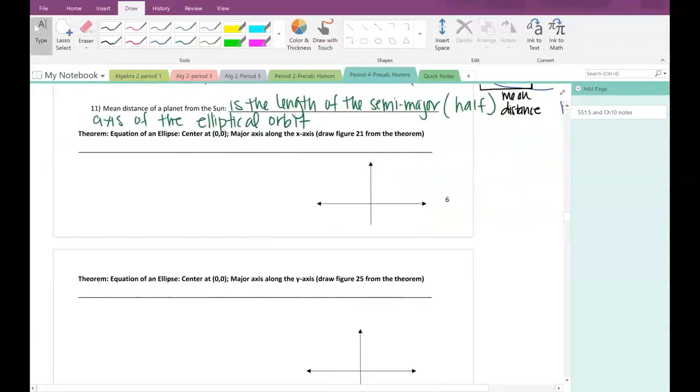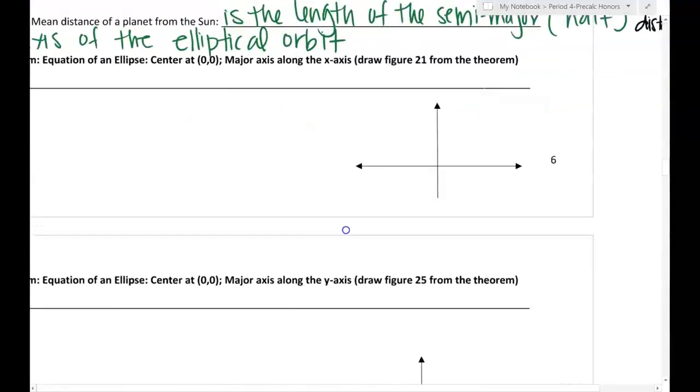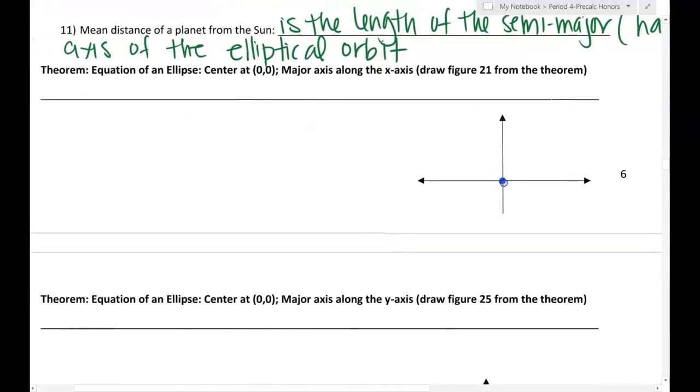Let's go on and do the theorem. Theorem number 1 here. Equation of an ellipse. When you have the center at 0, 0, so let's draw that out. Center at 0, 0. Major axis is along the x-axis, so let's make it vertex 1, vertex 2. And then that means the minor axis is going to be above here, since the major axis is on the x-axis. Let's draw this out really quickly.